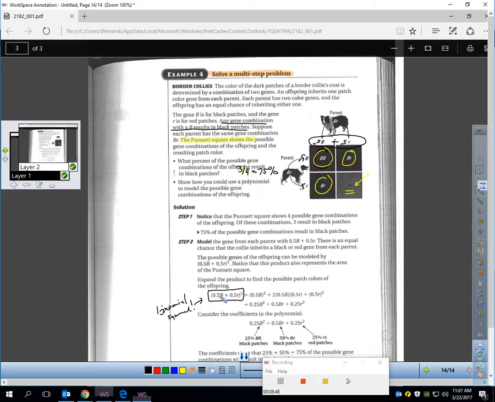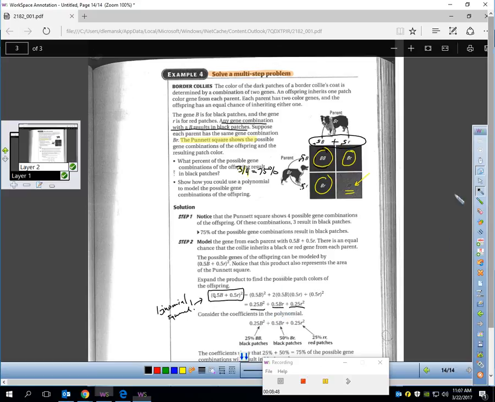Okay? So if I take 0.5b and square it, I'd get 0.25b squared. If I take 0.5r and square it, I'd get 0.25r squared. And if I take 0.5b times 0.5r and double it in the middle, I'll get 0.5br. Now, this is matching the diagram.